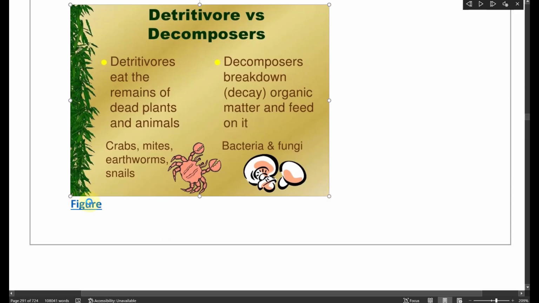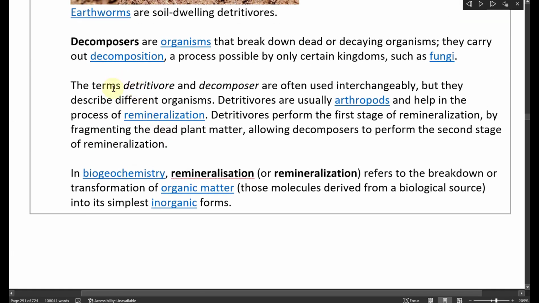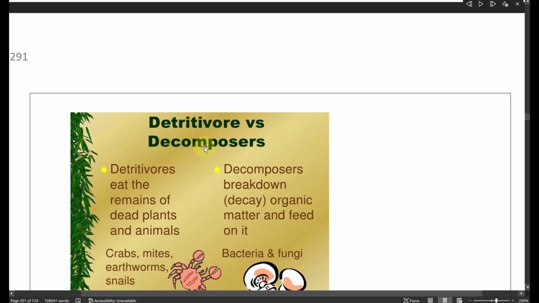Here's this figure from iBiologia.com: detritivore versus decomposers. All these words are not easy for me. Detritivores versus decomposers.